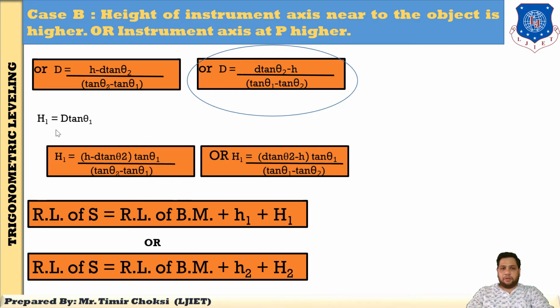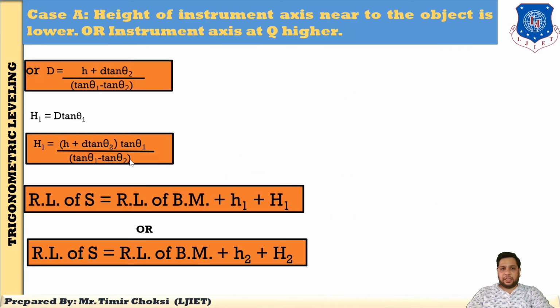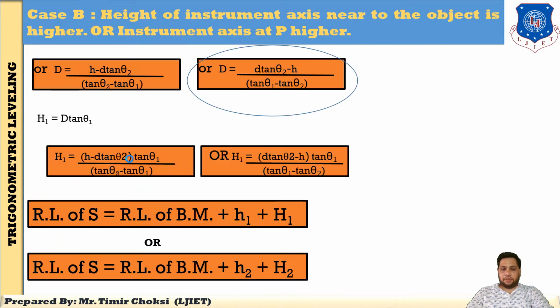But remember the easy way: directly find the value of D, then put the value of D in the small formula H1 equals D tan theta 1. These are all similar, and you get the answer of H1. And these are our RL of S formulas, meaning for any type of object you get it from this formula. So note down the case A formula equations and then the case B formula equations.